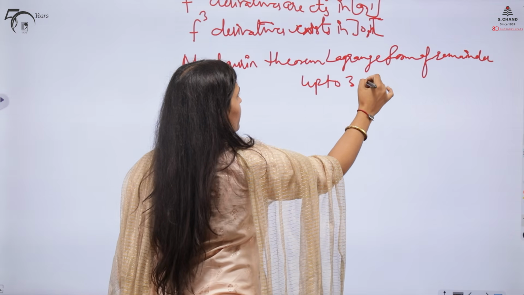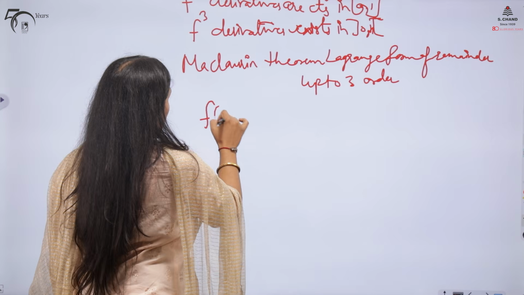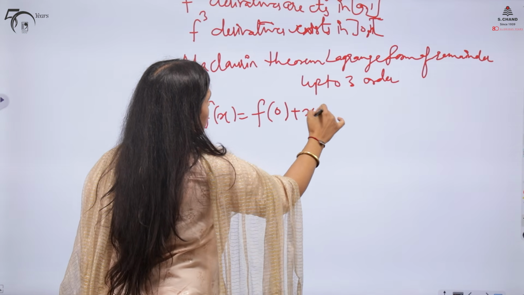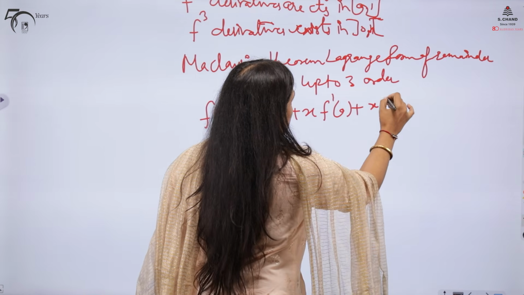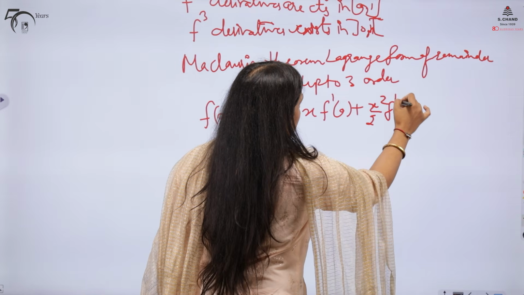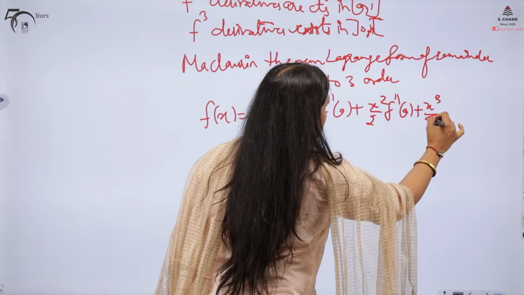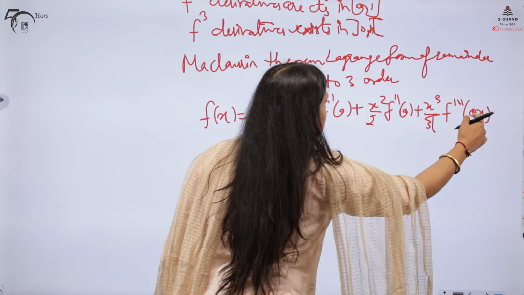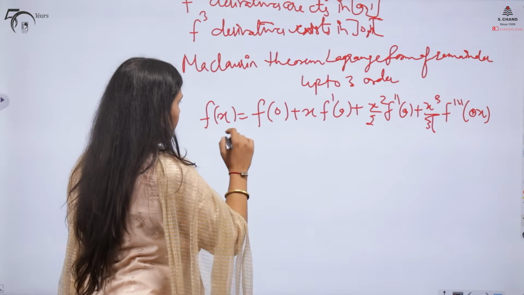Up to third order, what will it be? f(x) = f(0) + x f'(0) + x squared by 2 factorial f''(0). This time one more term will be added because it is still third order. This is the remainder, so theta x will be written because this is the remainder, that is the important part.